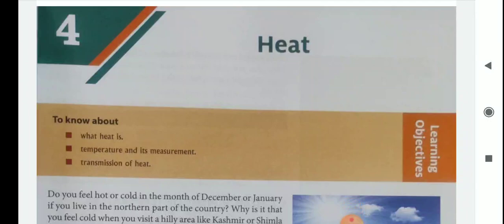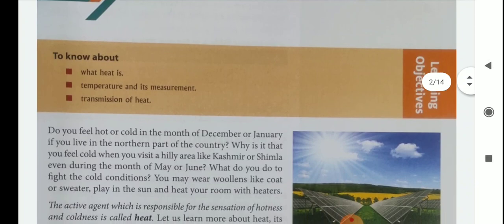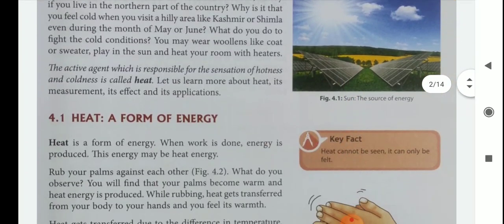Children, now we'll discuss chapter 4, heat. In this chapter, we'll discuss what is heat, temperature and its measurement, and transmission of heat. So first we'll discuss what is heat.